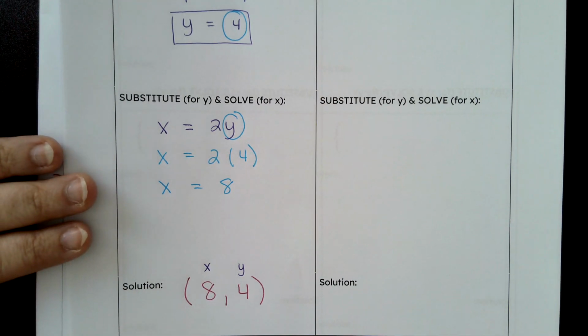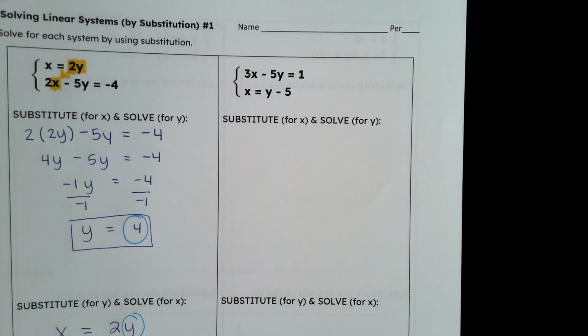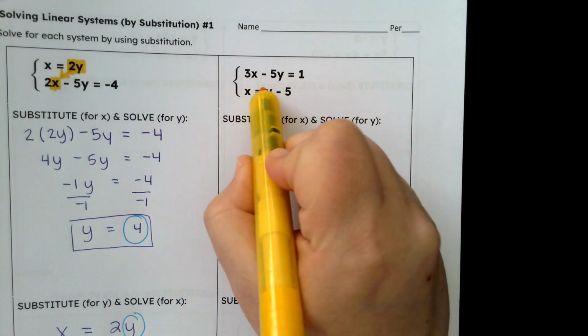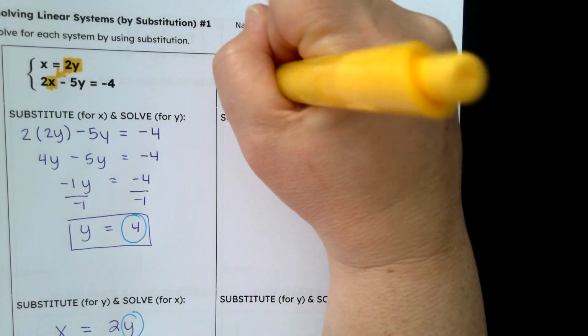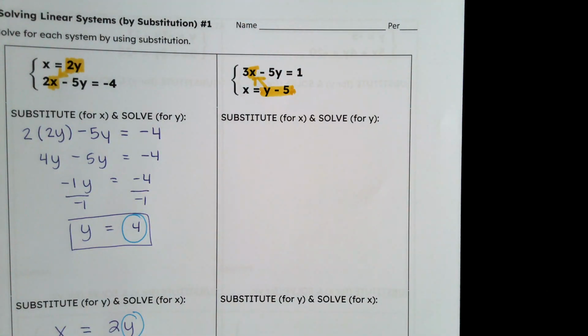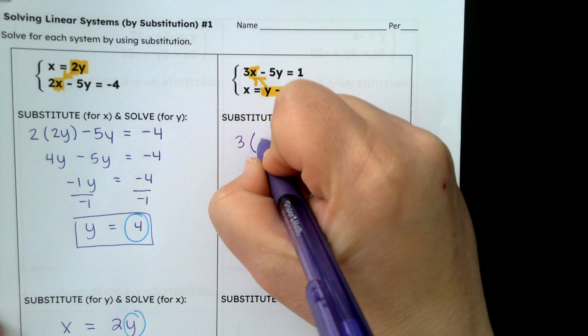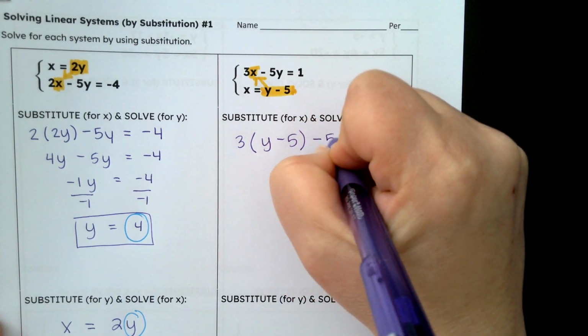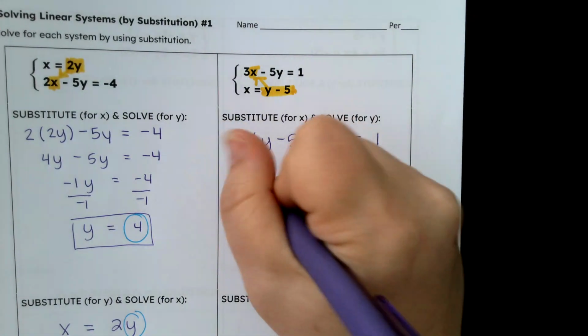All right, next one. We already have an x equals, so I do not have to get x or y by itself. So x is my teacher, y minus 5 is my substitute. It's going to go into the x spot. So see if you can substitute that on your own. How did you do? All right, now let's solve for y.